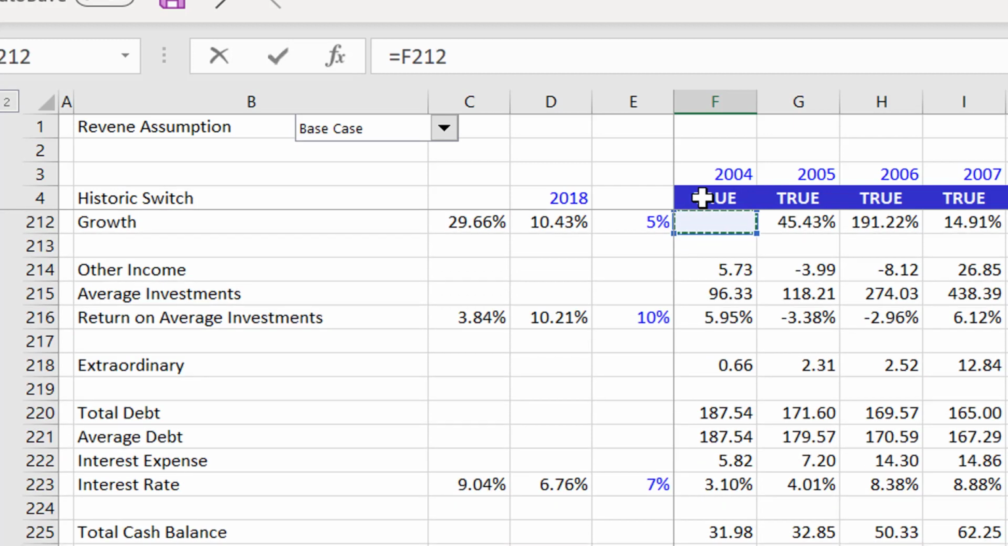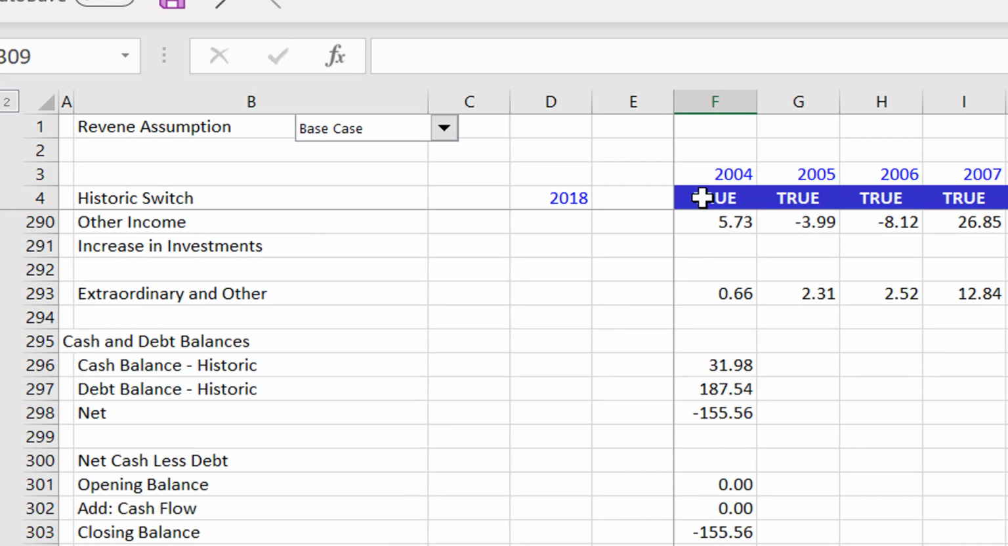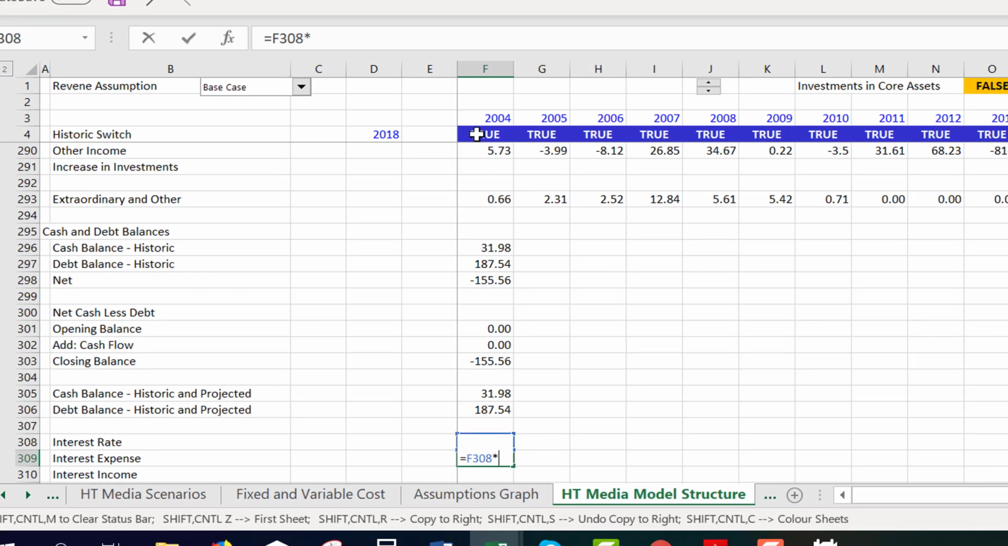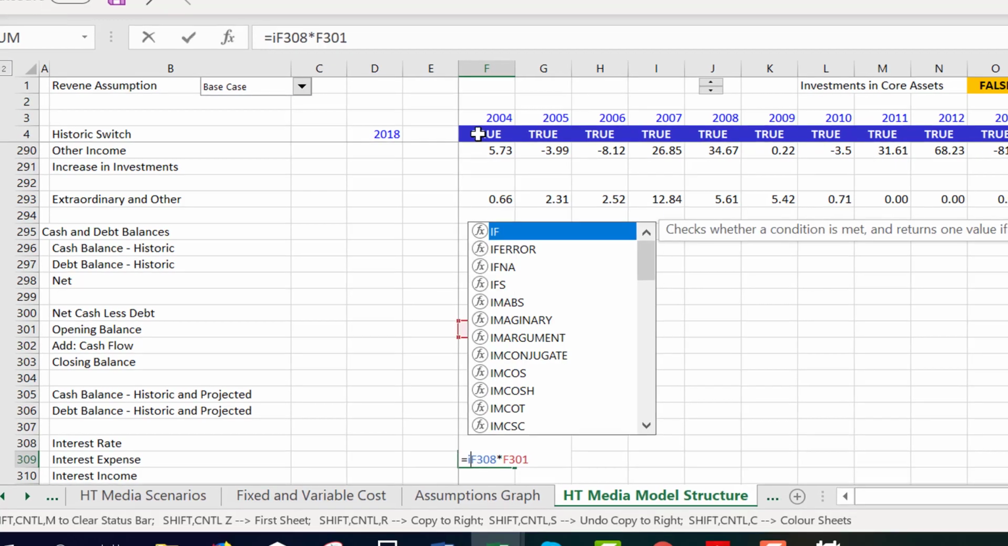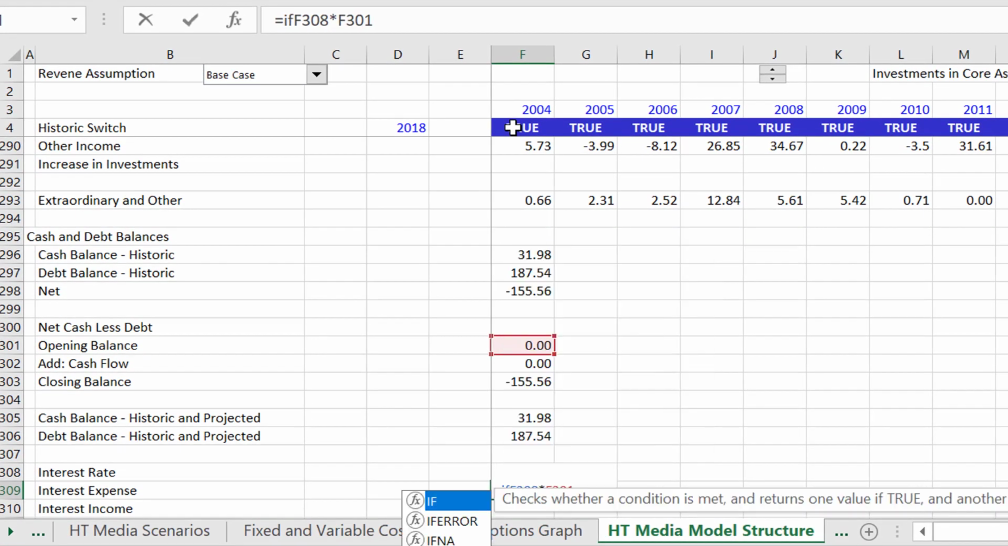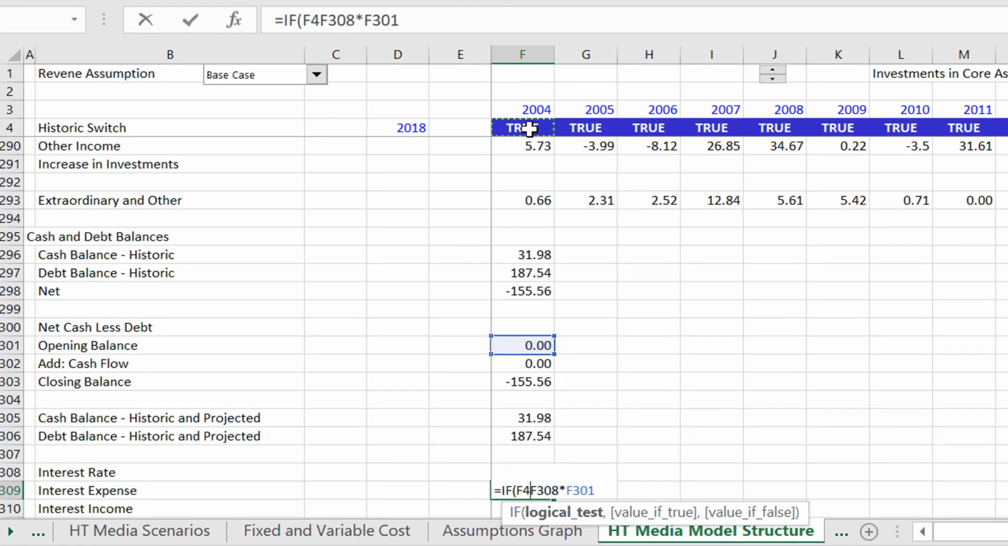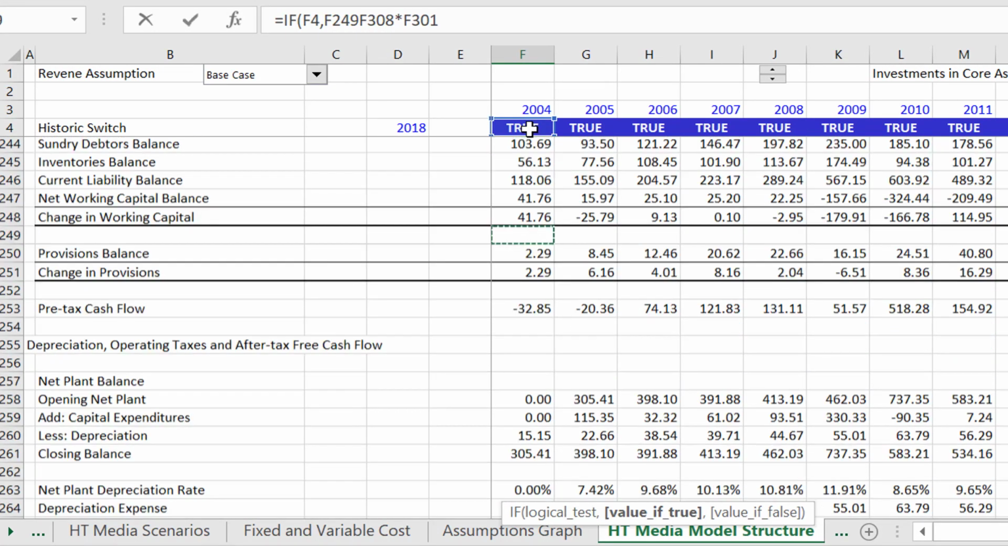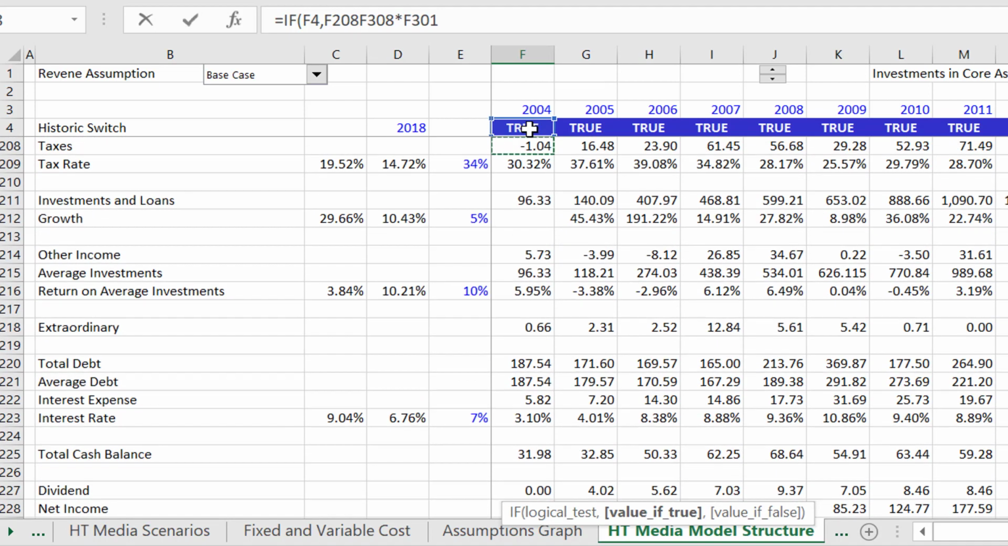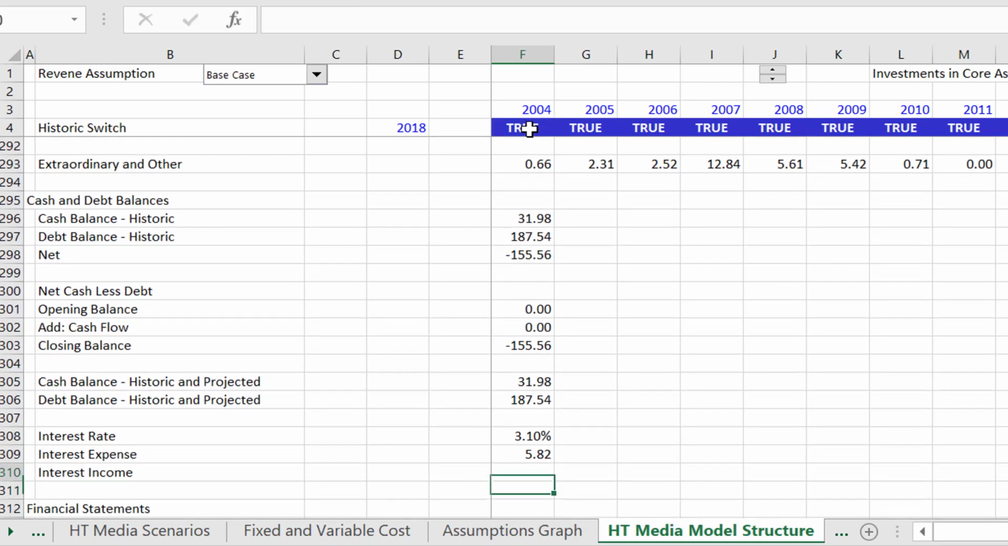Here are all of our assumptions. And I put an interest rate in here. And then we'll just multiply the opening balance by the interest rate. Now, on this one, it's probably a very good idea, if it's the historic period, to go up and take the actual interest. And we had that here. So I just made the formula and then adjusted it.